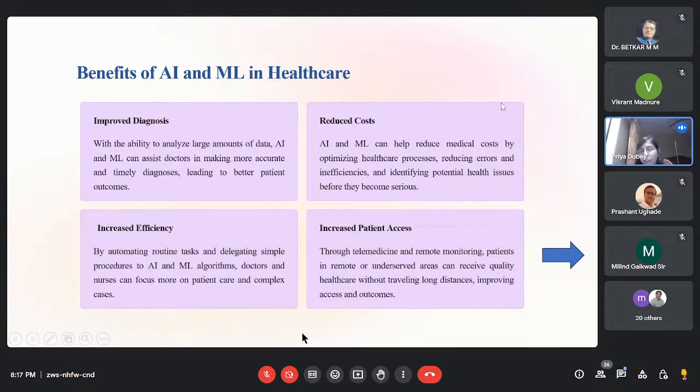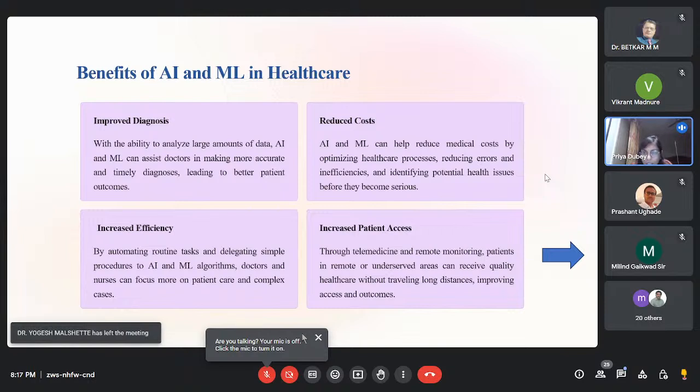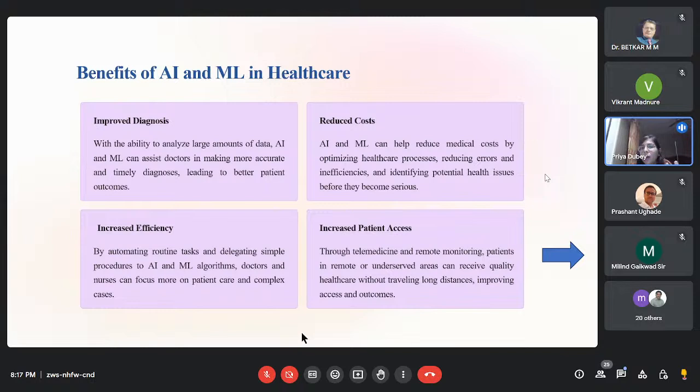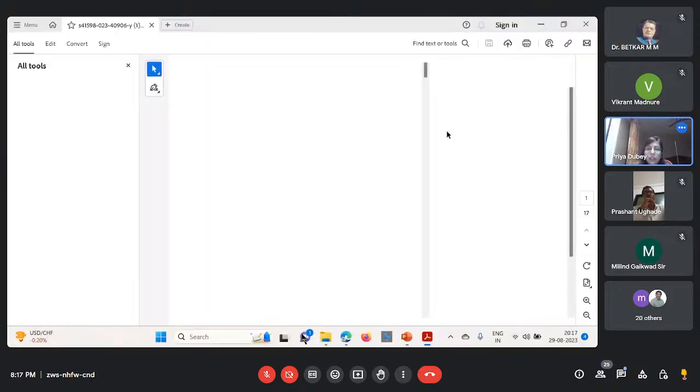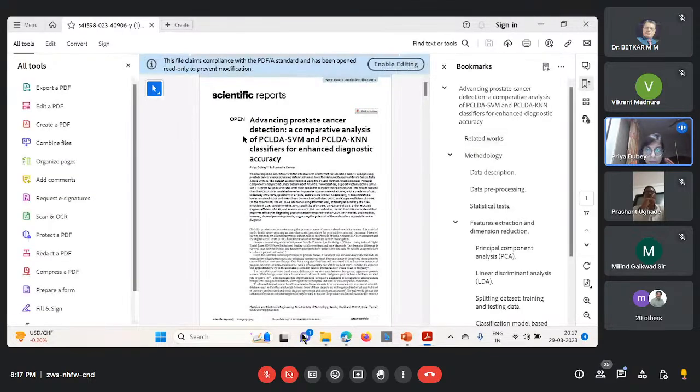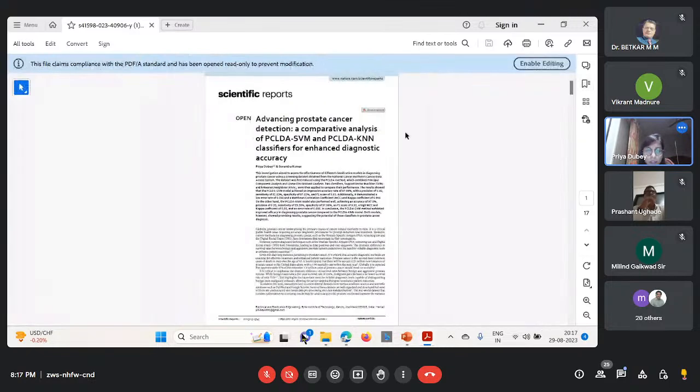Now, since we have discussed the applications of AI and machine learning in healthcare, and also the benefits, I want to just show you a brief journal article which was published recently, and it's one of my own articles, to give you an insight into how AI and machine learning is transforming the healthcare industry. So, coming to this paper, I just wanted to show you.